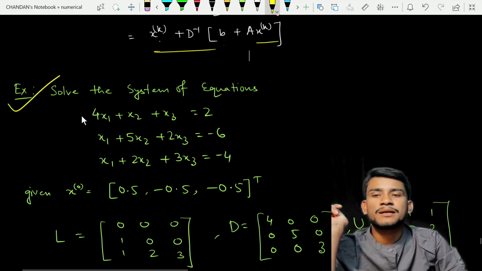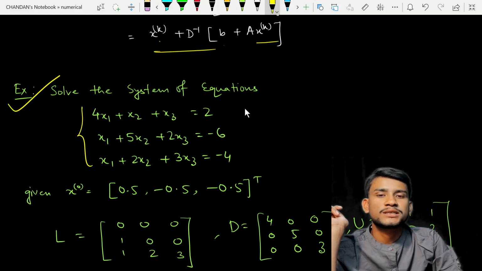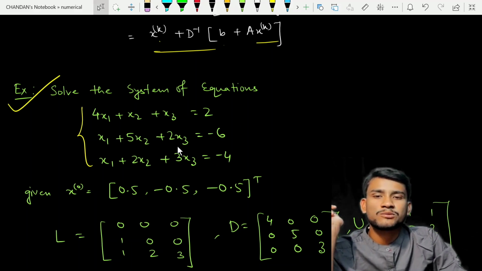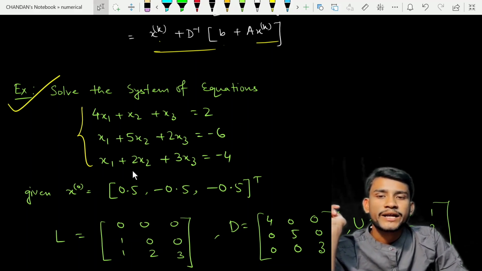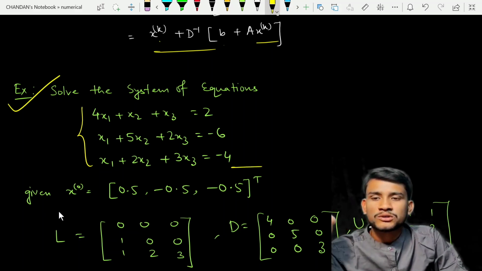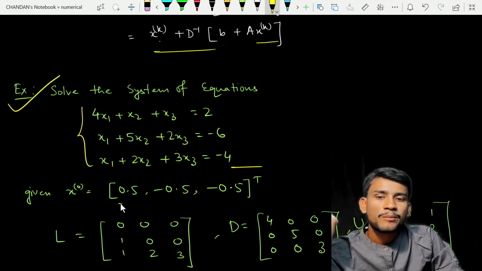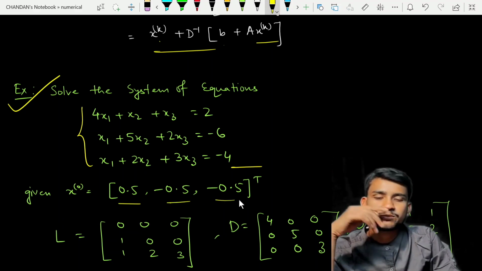Now if we take an example, solve the system 4x1 plus x2 plus x3 equal to 2, x1 plus 5x2 plus 2x3 is equal to minus 6, and x1 plus 2x2 plus 3x3 is equal to minus 4. Given the initial iteration x0 equal to (0.5, minus 0.5, minus 0.5), this is a column vector.